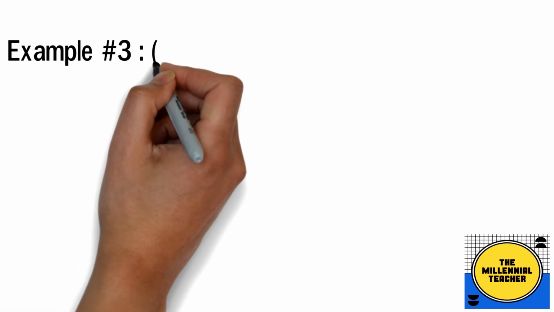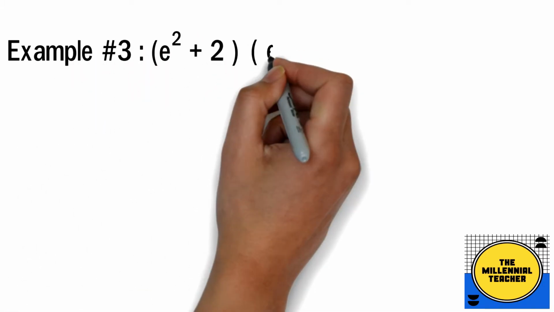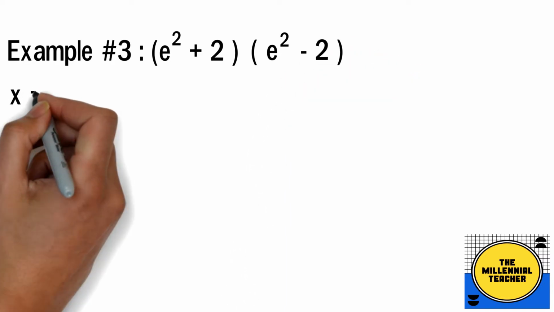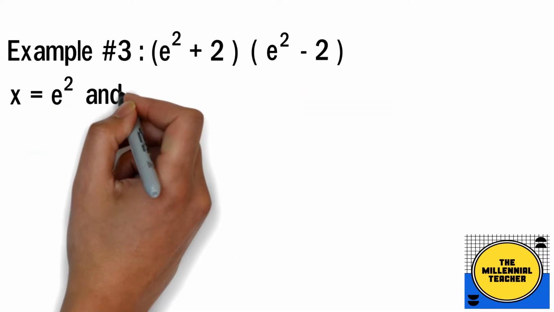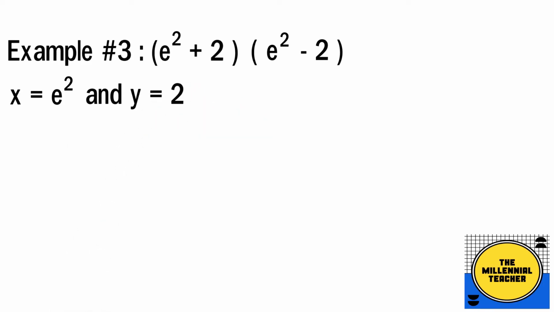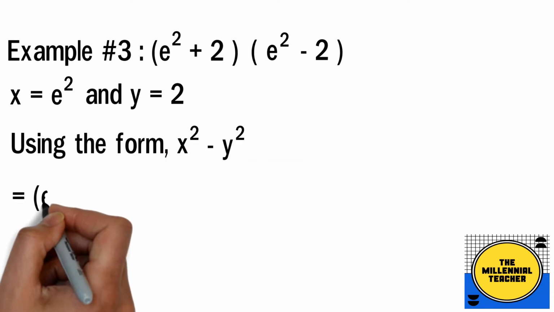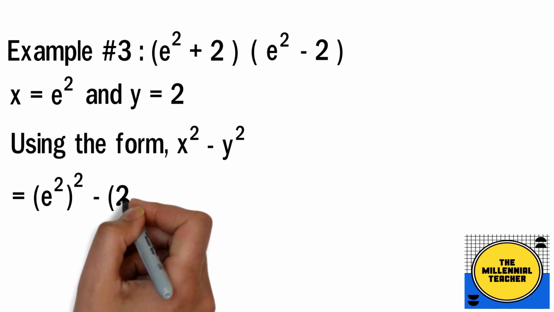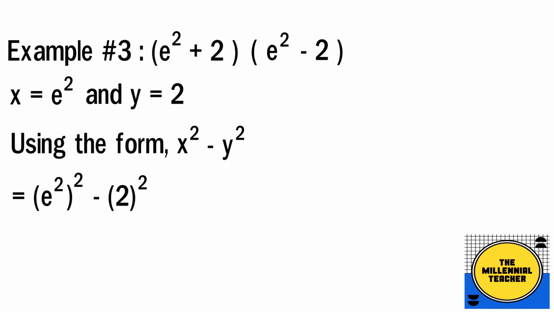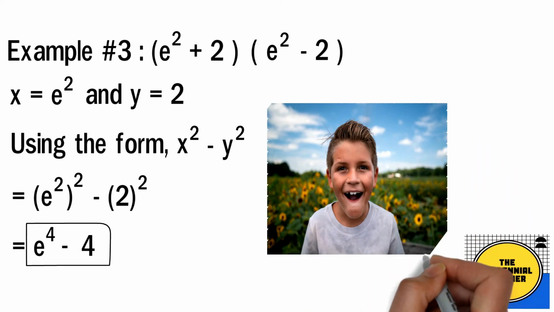Example number 3 ay quantity e squared plus 2 times quantity e squared minus 2. The value of x is equal to e squared, and the value of y is equal to 2. Using the form x squared minus y squared, ay magiging e squared raised to 2 minus 2 raised to 2. By simplifying, magiging e squared raised to 2. By applying the power rule, just multiply the exponent. At magiging e raised to 4 minus 2 squared is equal to 4. At ang final answer student ay e raised to 4 minus 4.